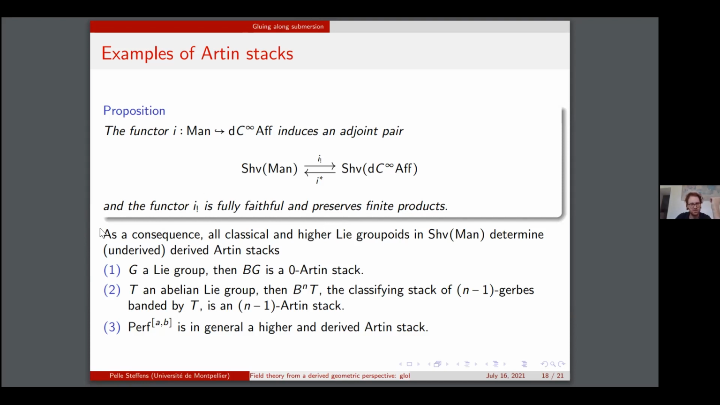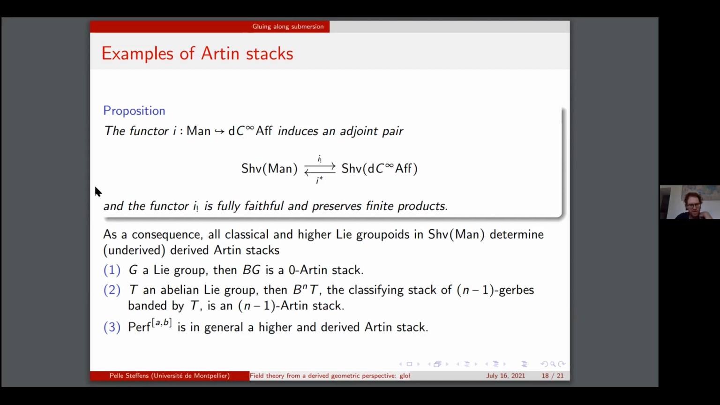There are interesting examples of stacks which are both higher and derived. So that's, for instance, this stack of perfect complexes, which you should view as assigning to a derived manifold the space of chain complexes of vector bundles, sitting between degrees A and B. And if A is sufficiently negative and B is positive, then this is both higher and derived.